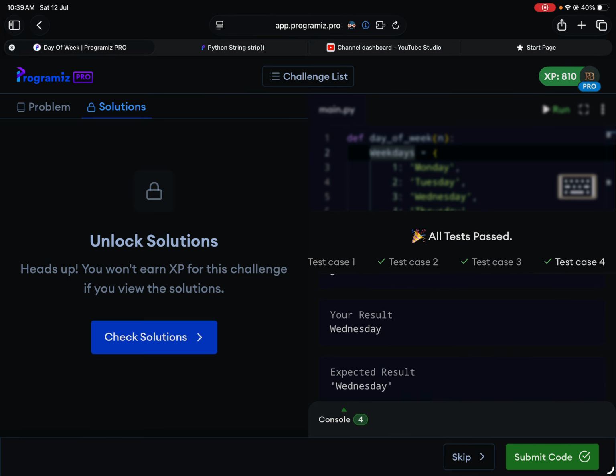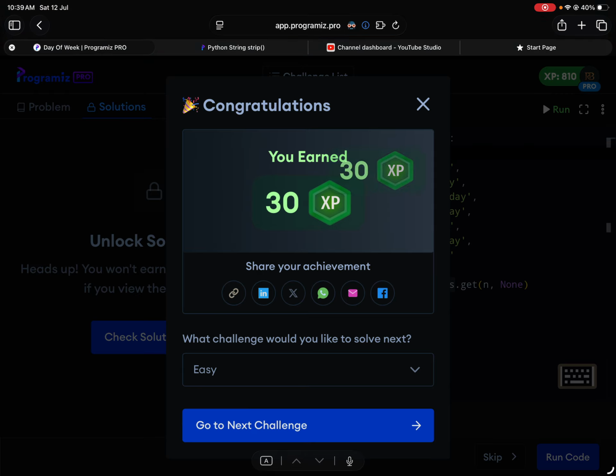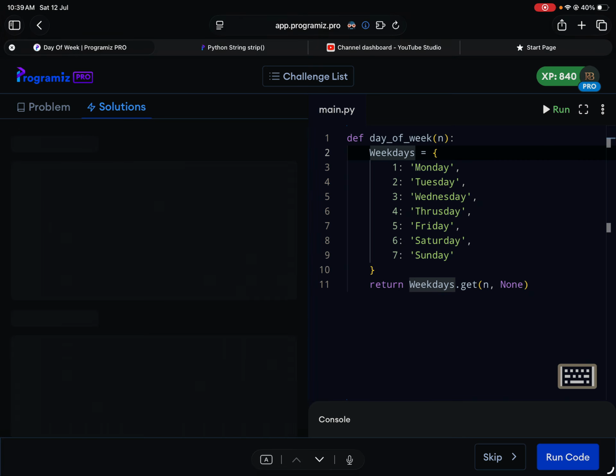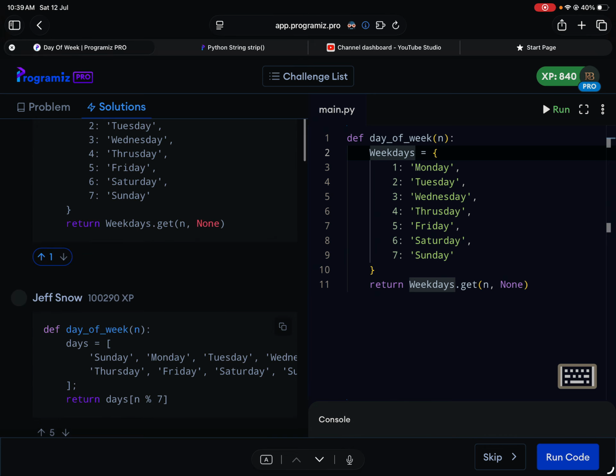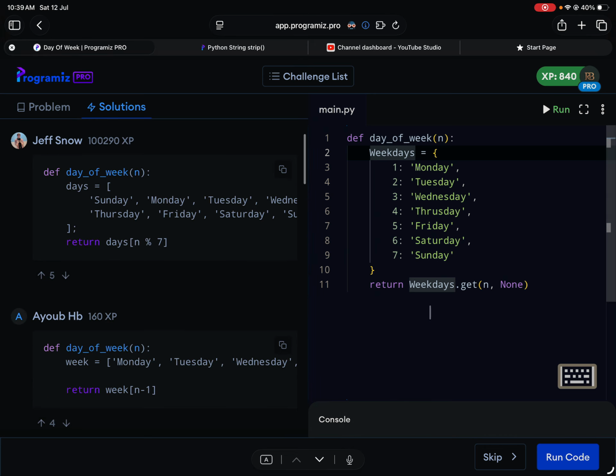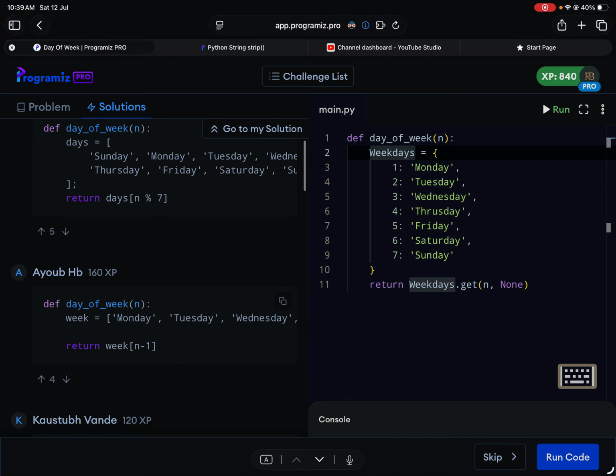So let's see other people's solution as well. So let's submit the code first. Let's check other people's solution because we had to do something similar, right? So okay, days, and then what they are doing is they are just dividing that, I mean modulo by 7. Okay, that's one way to do it.